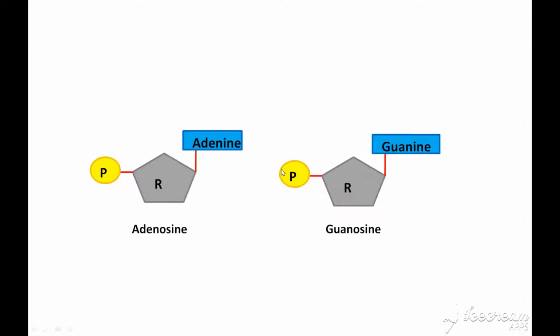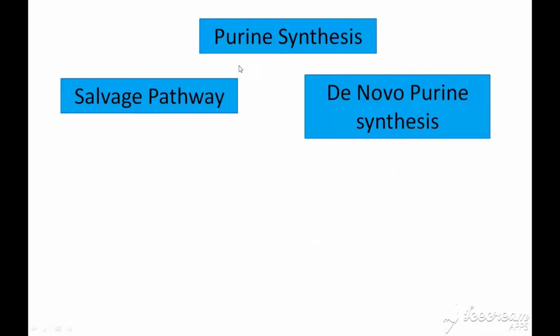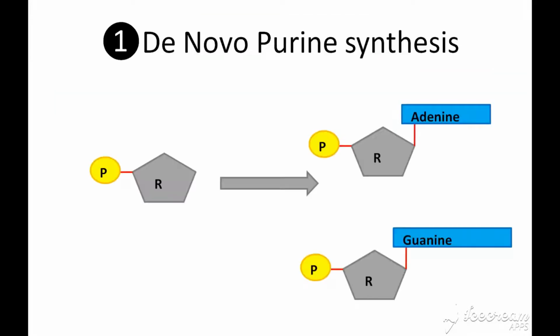The goal of the purine synthesis pathway is to synthesize the purine nucleotides that will be used in DNA and RNA synthesis. The two purine nucleotides are going to be adenosine and guanosine. There are two pathways for purine synthesis. The first is the de novo purine synthesis pathway, and the second is the salvage pathway. The first is called de novo because we make purine nucleotides from scratch. The second is called the salvage pathway because we recycle the nitrogenous bases and convert them back to their purine nucleotides. We're going to begin by discussing the de novo purine synthesis pathway.